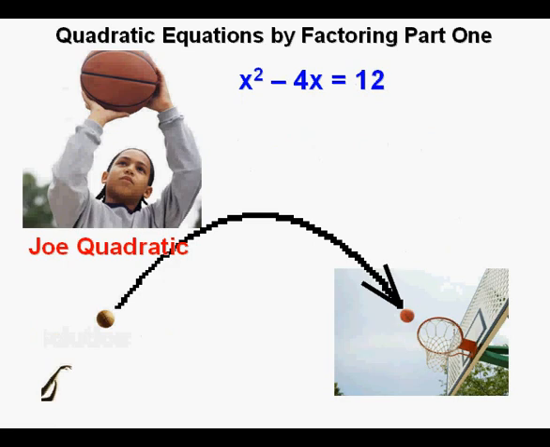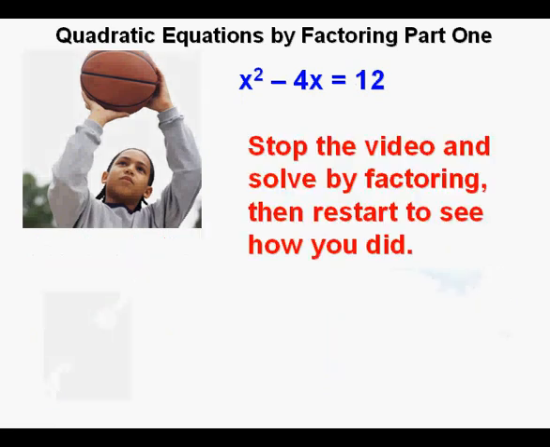Let's look at this equation. X squared minus 4x equals 12. Stop the video and solve this equation by factoring, then restart it to see if your solutions are right. Hint: set one side of the equation equal to 0 first.